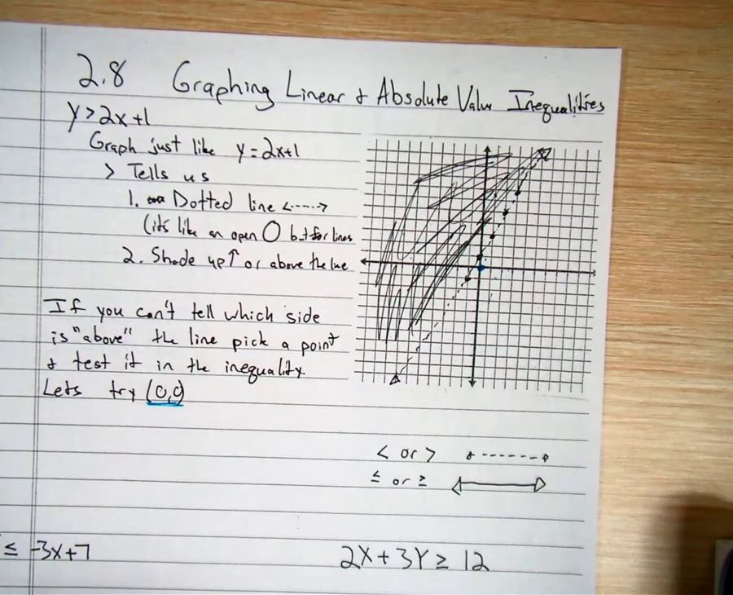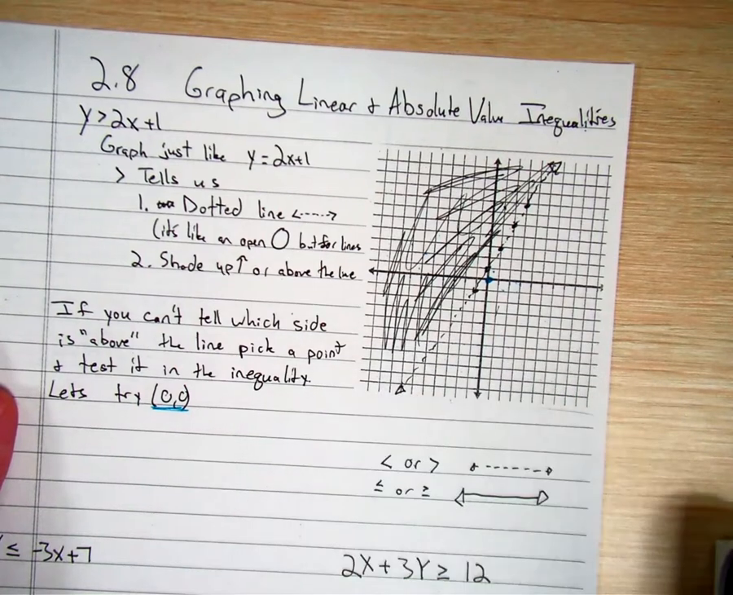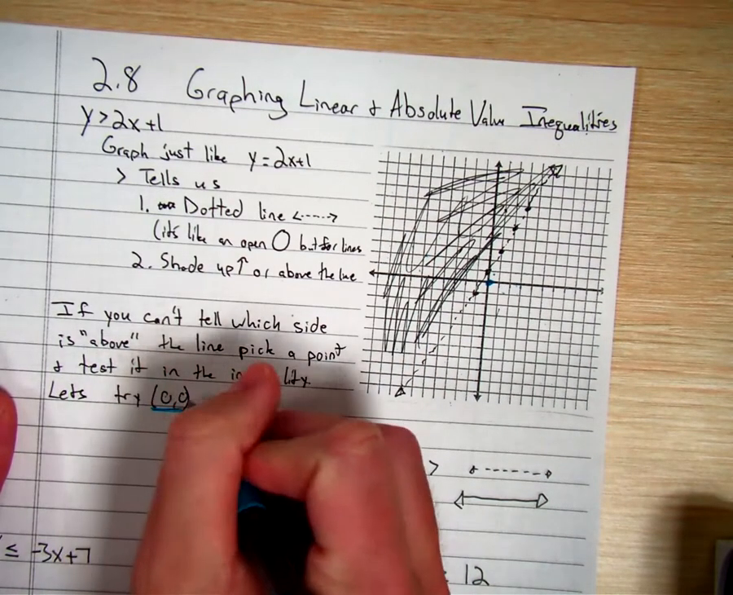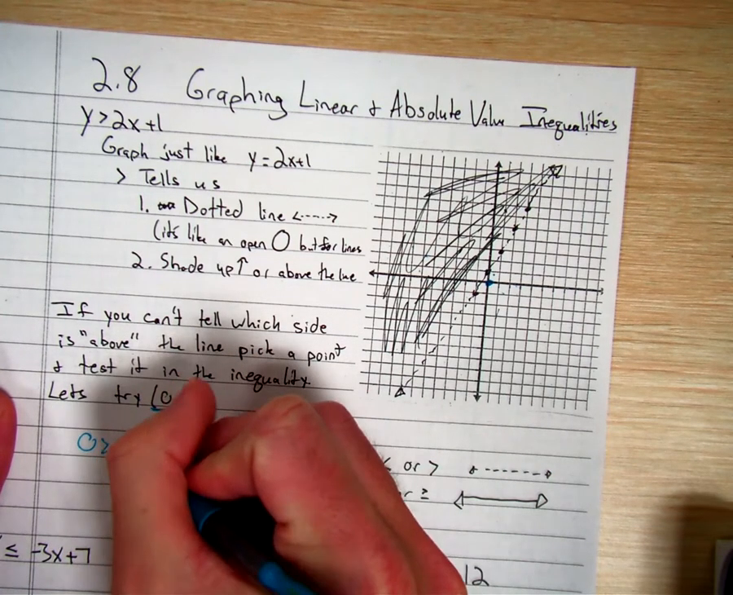In fact, that is always the suggested point to test, because it's so easy to do if it's not on the line. If it is on the line, you're going to have to find something else. Usually try to pick small numbers that are nice to work with. 0, 0 is super nice, because watch this. 0 goes in for y. 0 also goes in for x.